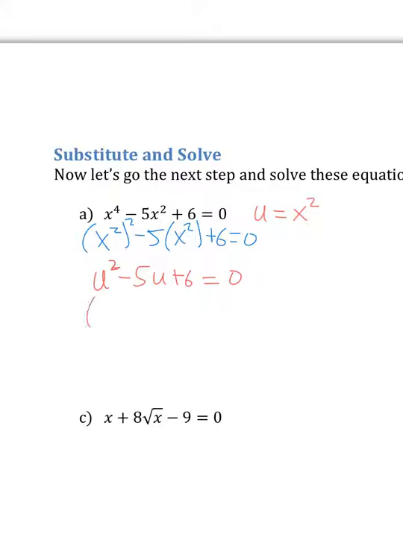Okay, now let's solve this. I think we can factor this. In other words, find numbers that add to negative 5 and multiply to 6. Negative 2 and negative 3. Okay, so there's maybe a 2 and a 3 or a 6 and a 1. I think we're thinking 2 and 3, right?